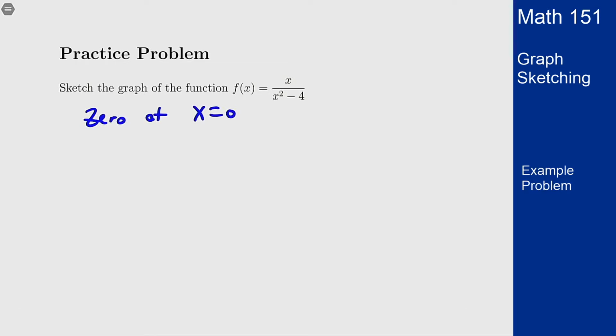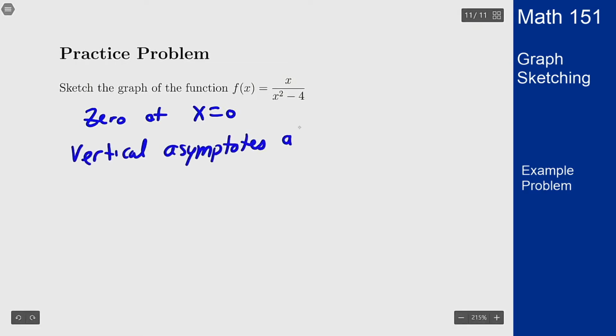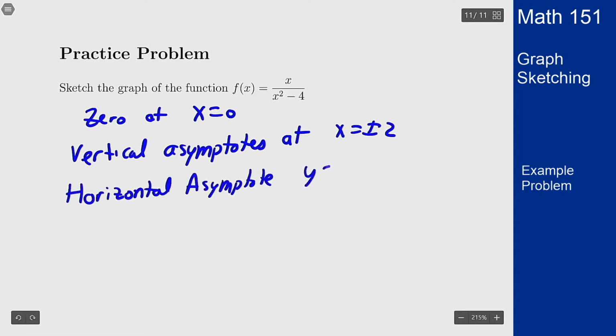I also see that I will have vertical asymptotes at x equals plus or minus 2 because that's where the bottom factors and where the bottom is 0. And also I have a horizontal asymptote at each side at y equals 0 because the degree of the denominator is more than the degree of the numerator. I can also analyze the asymptotes briefly.